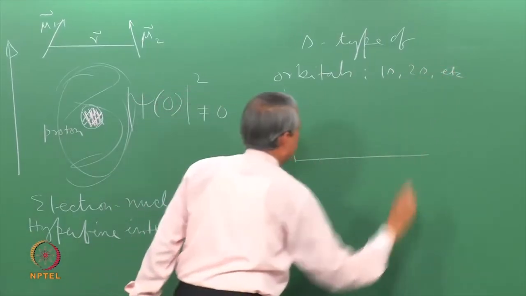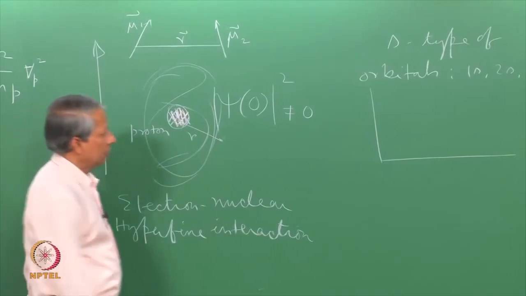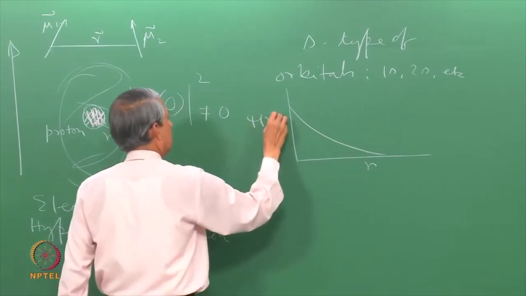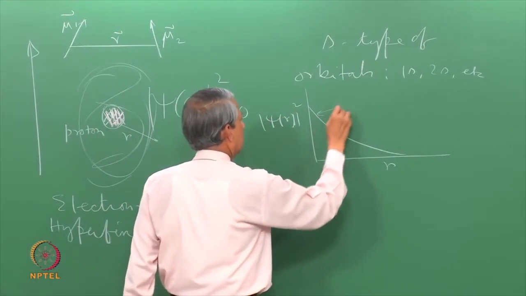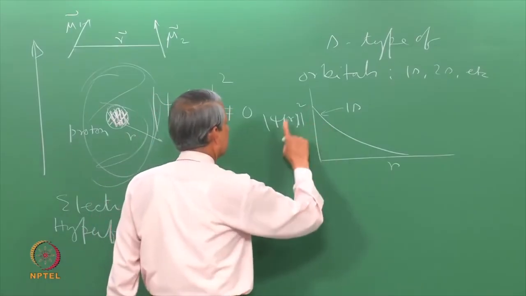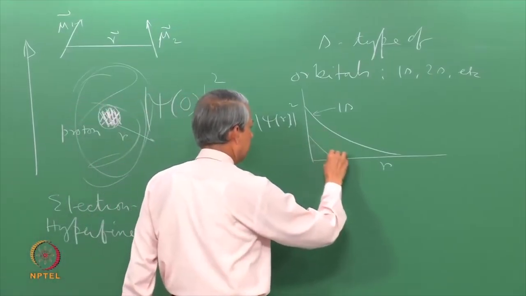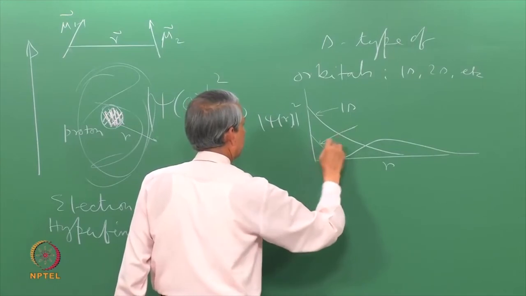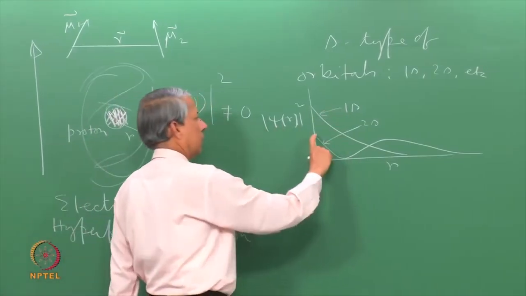So, here if we plot the wave function square as a function of the distance from this nucleus r, this is psi r square. So, for 1s orbital, it goes down exponentially. So, at r equal to 0, this value is non-zero. Similarly, for 2s orbital, it looks something like this. This could be 2s orbital. So, for all the s orbitals, there is finite probability of finding the electron at the nucleus.